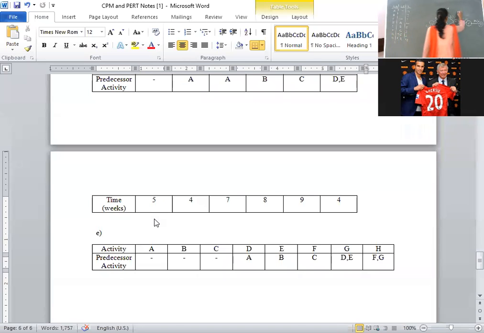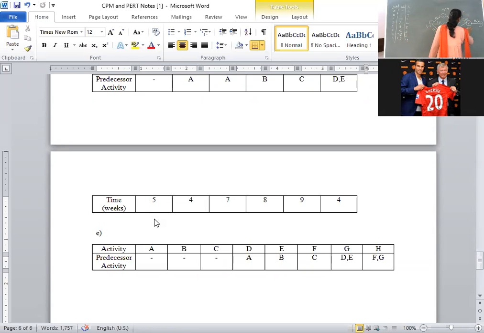Then how will you compute E5? For the forward pass, what is the formula? Maximum of E2 plus T25, that is 4 plus 2, comma, E3 plus T35, that is 7 plus 5, 12. 4 plus 2 is 6, comma 7 plus 5 is 12. Maximum is 12.